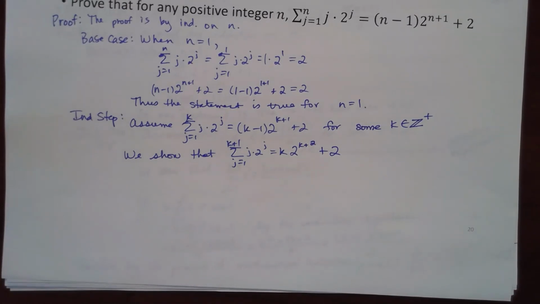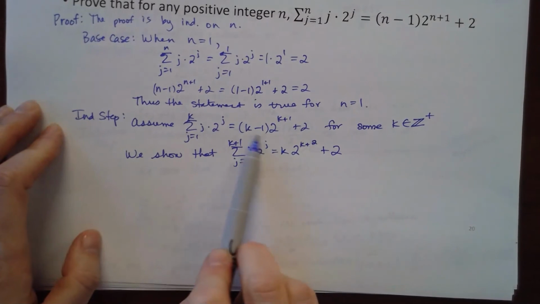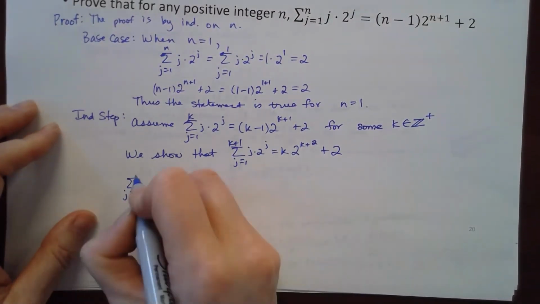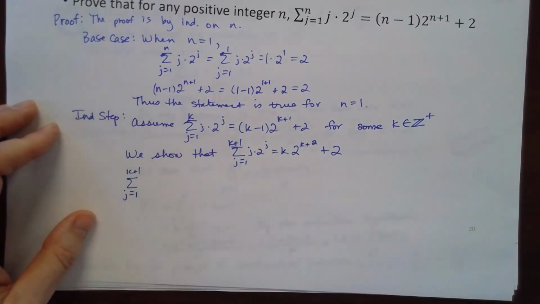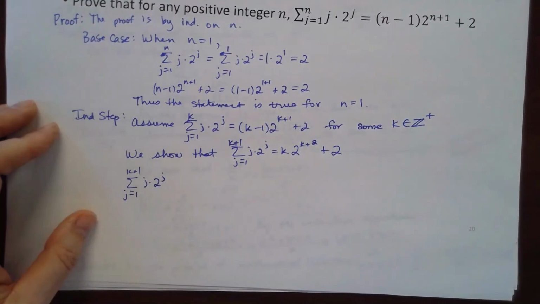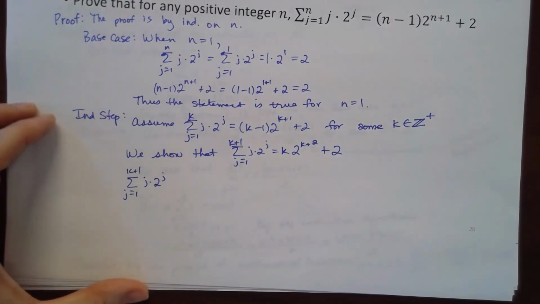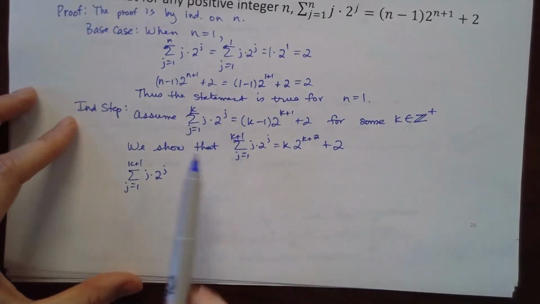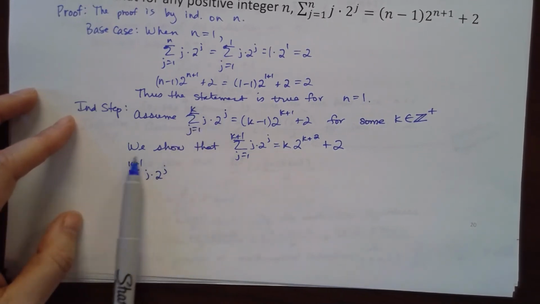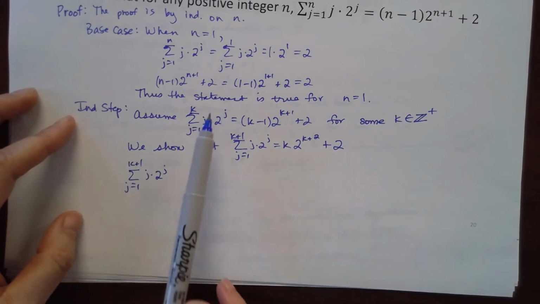So let's look at this and see if we can figure out what it's equal to. We have j from 1 to k plus 1 of j times 2 to the j. Now all of this is dependent on the assumption that we made. We made an assumption that we have an expression for the sum of j equals 1 to k. So it's very important that we split this apart so that we can use this assumption.